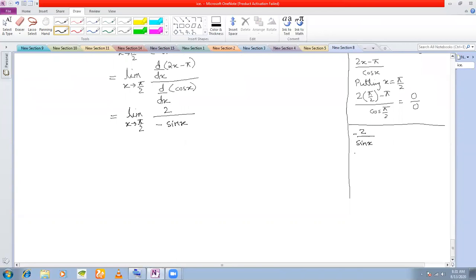Okay, so now you put x is equal to pi by 2. Let's check whether we are getting a determinate form. Minus 2 by sine pi by 2, and sine pi by 2 is what? 1. Minus 2 by 1. So actually you're getting a determinate form. So now you can put the value: 2 by minus sine pi by 2, which is 2 by minus 1, which is minus 2. Clear?